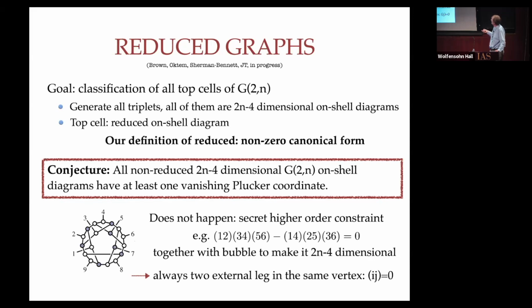So any diagram produced by these triplets is either a reduced diagram or a diagram which has a vanishing Plücker coordinate, like ij is 0. Two of the legs are in the same vertex.